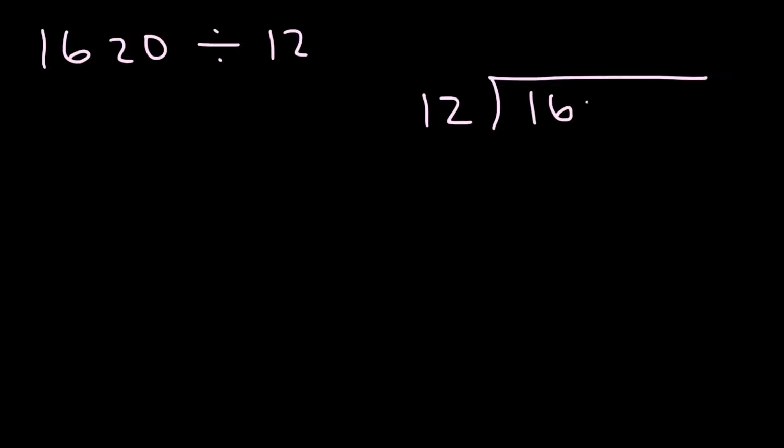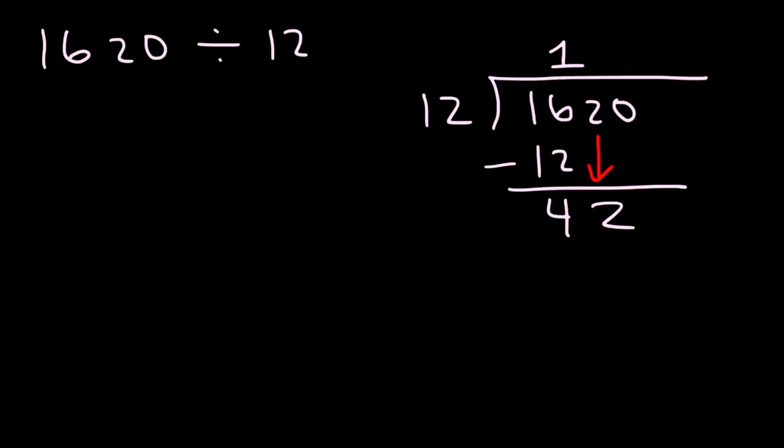Now let's say we want to divide a large number by a 2-digit number. What can we do in this example? So go ahead and try this example. So 12 goes into 16 one time. 12 times 1 is 12, and 16 minus 12 is 4. Now let's bring down the 2. How many times does 12 go into 42?